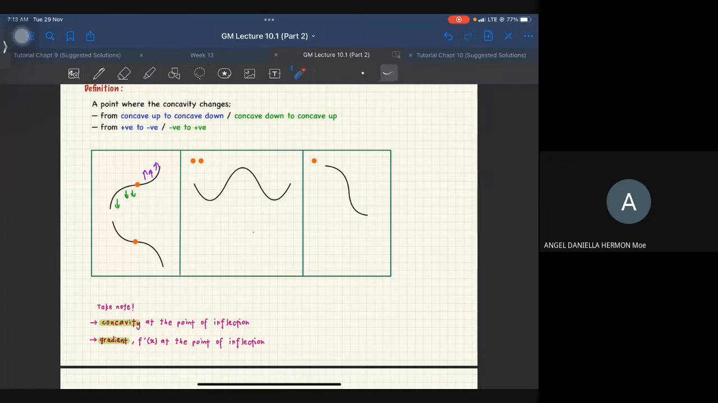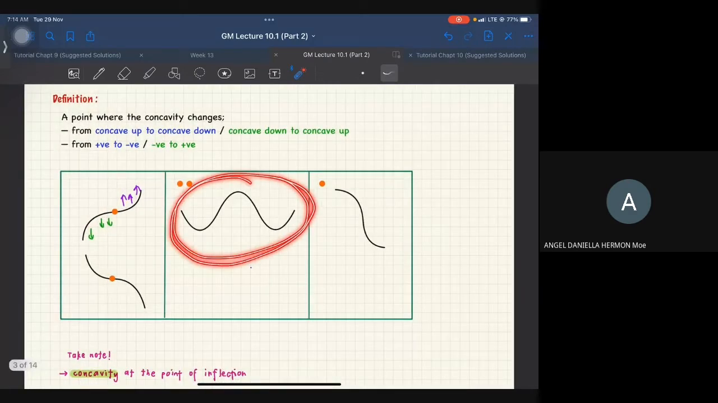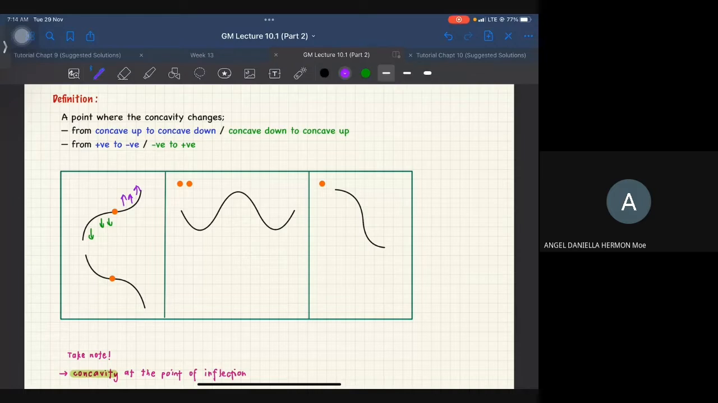Okay, so tengok dekat example yang tengah-tengah ni sekarang. In the middle over here. Okay, can you like guess where is your inflection point dalam this graph? Boleh tak nak teka? Any idea? Tak ada? Okay, so jom kita try guna satu method ni.